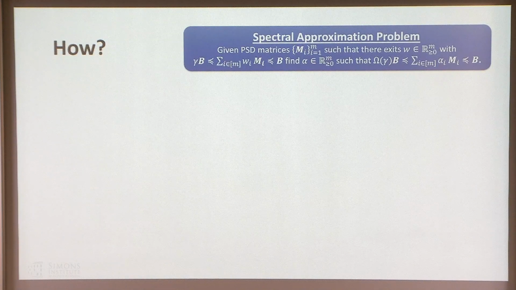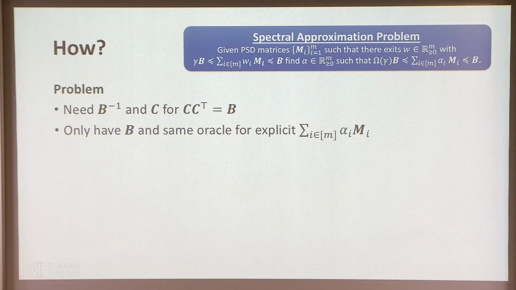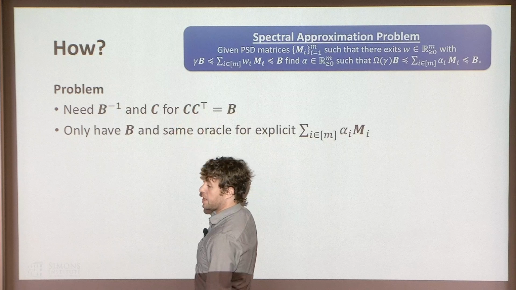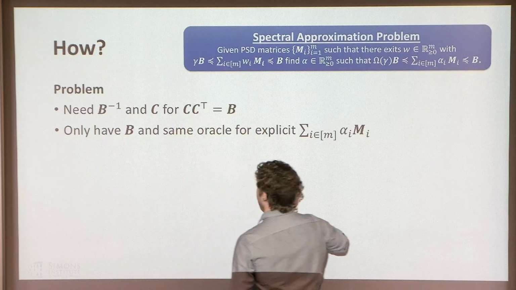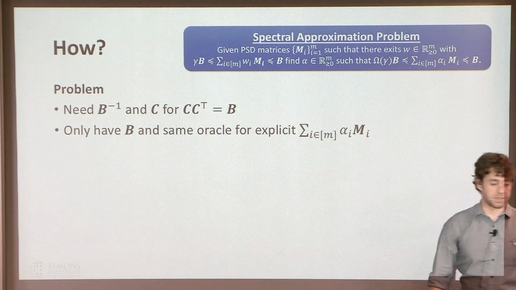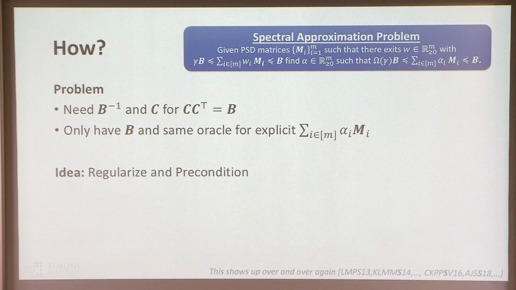This seems strong. What I'm saying is we want to be able to do things like compute B inverse and apply its factorization to a vector. And all we have is access to B. And we have the same oracles for explicit alpha I mi. However, there is a rather simple idea you can use to get around this problem.